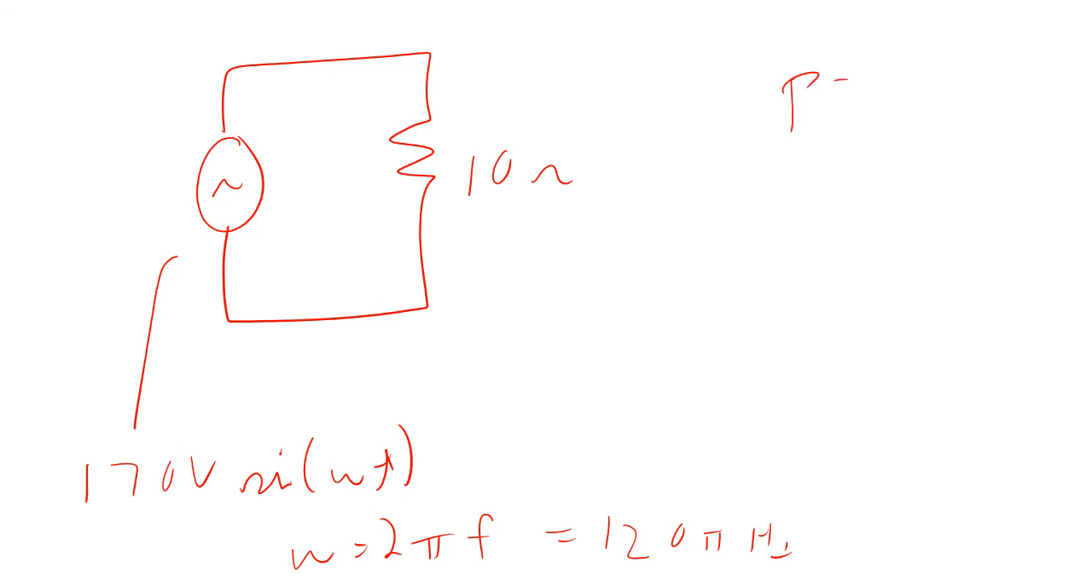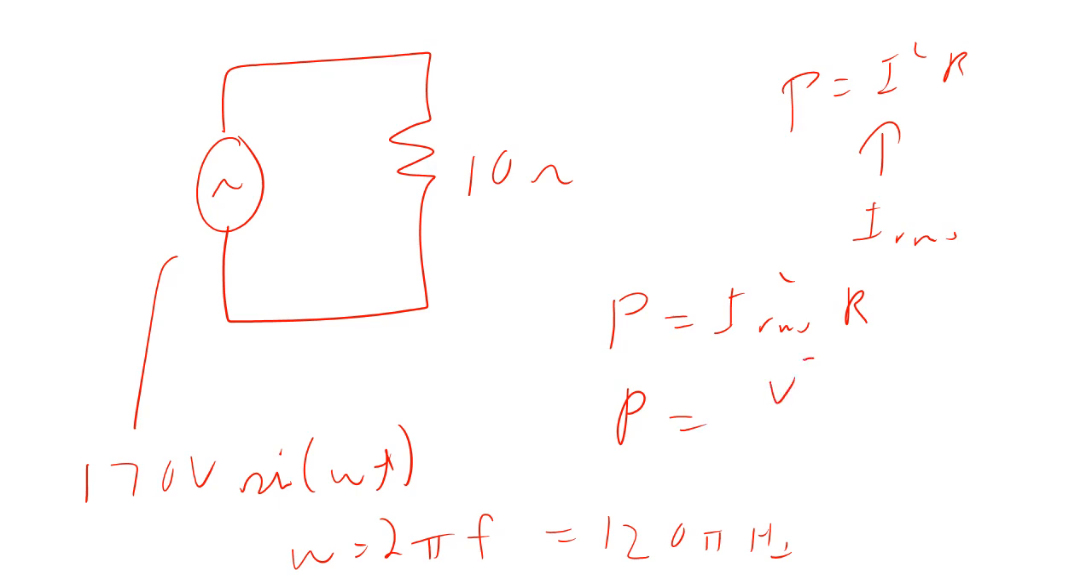Well, the average power is I squared R, but we want to find the average I, so we use the I RMS right here. And so that means that the power would be the I RMS squared times R. Or that would be the V RMS squared over R. How did I get that? Well, I equals V over R, so I plug that in, and so that would give the V RMS squared over R.